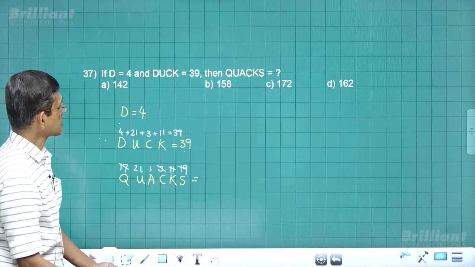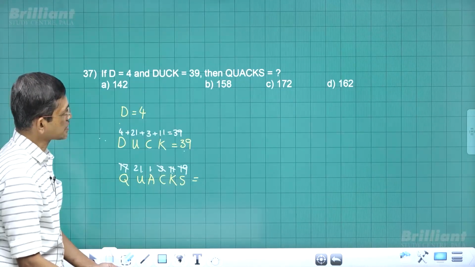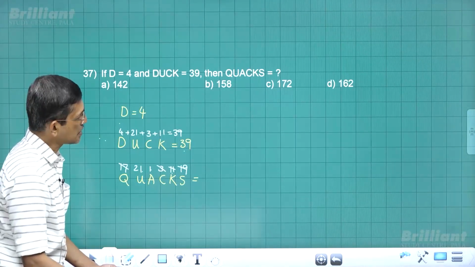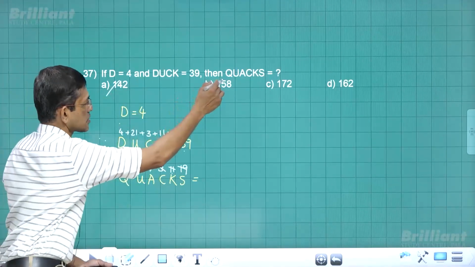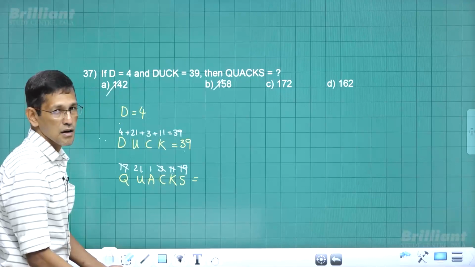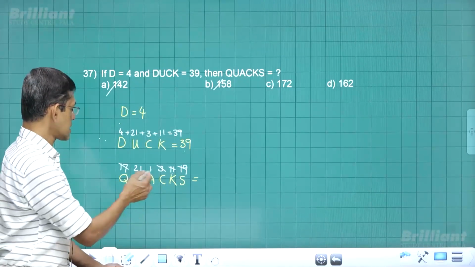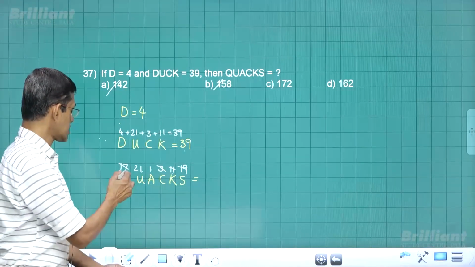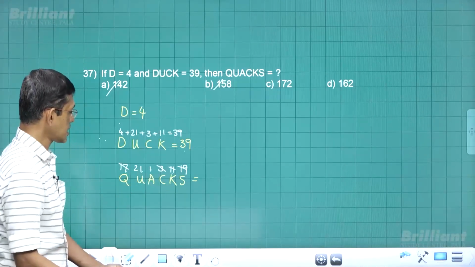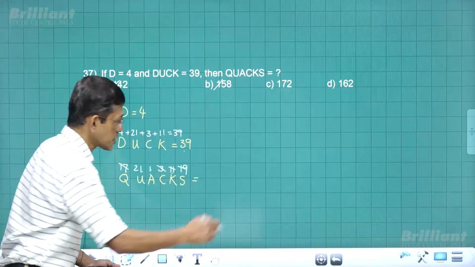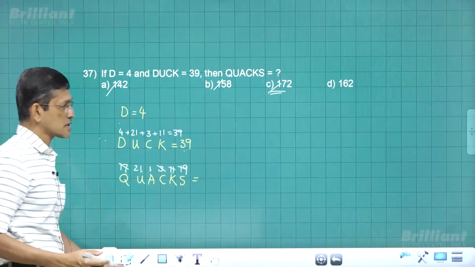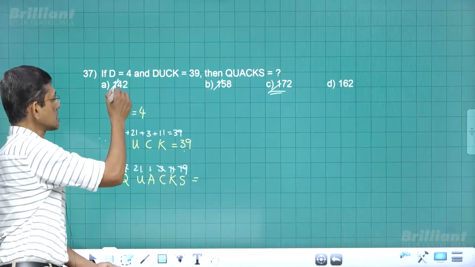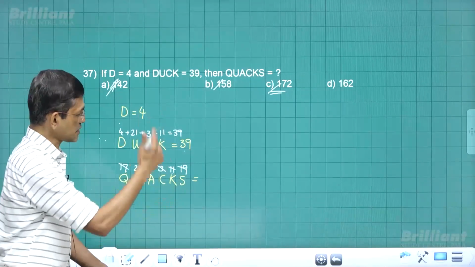Among these answer choices, we have 142, 158, 172, 162. There is a difference of 100, so I think there is some kind of minor error there. When you add 11 and 19, you get 30, and 17 and 3 give 20. So 50 plus 22 is 72. This is supposed to be the answer, but it is given as 172. That's a minor error in the question. So anyhow, the answer is 72.